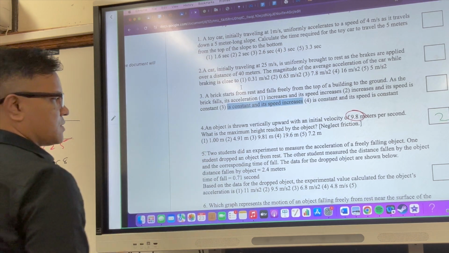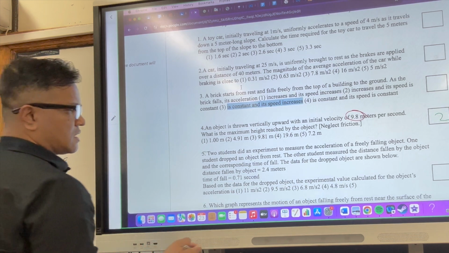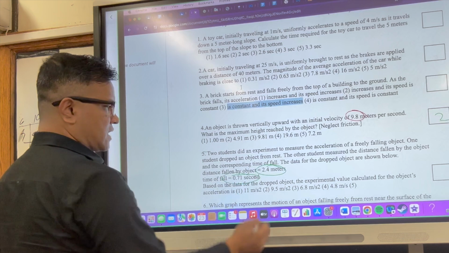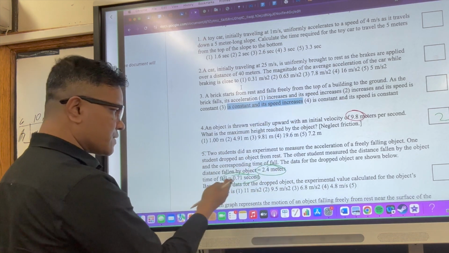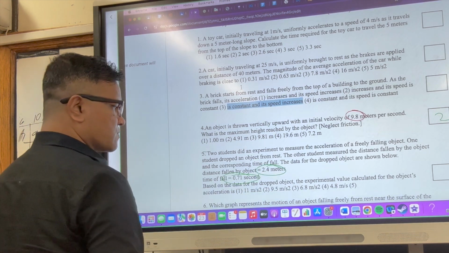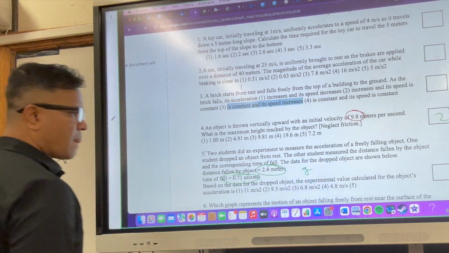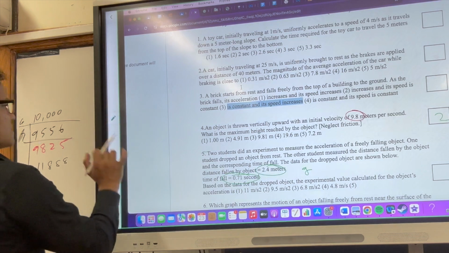Problem 5, you do an experiment to find out the acceleration. To do that, you drop something and you measure how far it falls and how long it takes. If it falls 2.4 meter, it takes 0.71 second. Now you want to know the acceleration due to gravity. It doesn't have to be, you are not necessarily on the earth. So how can you do that?